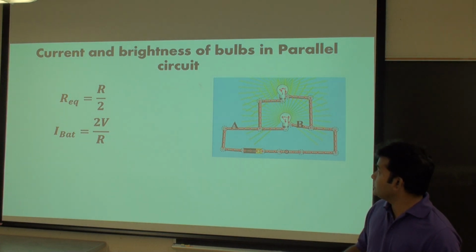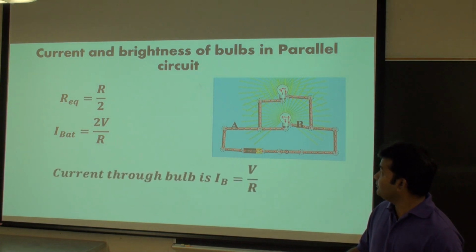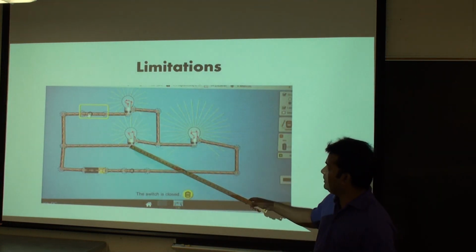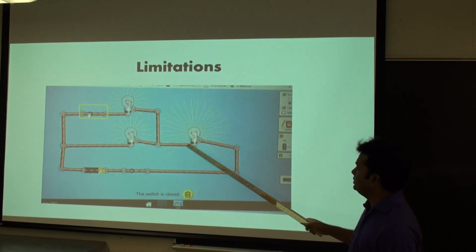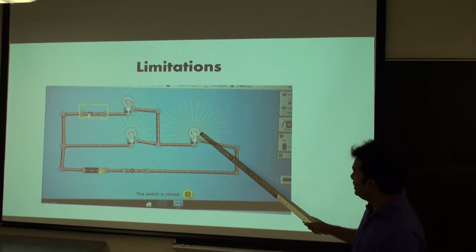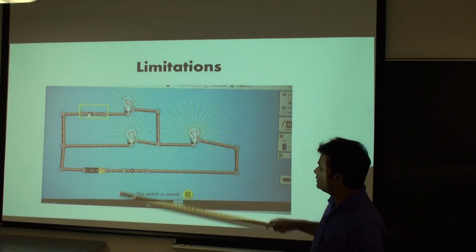But there are some limitations to considering only current. For example, in this circuit, we have two bulbs in parallel and another bulb in series. So if we compare the brightness, this bulb has the highest brightness and the other two have equal brightness.